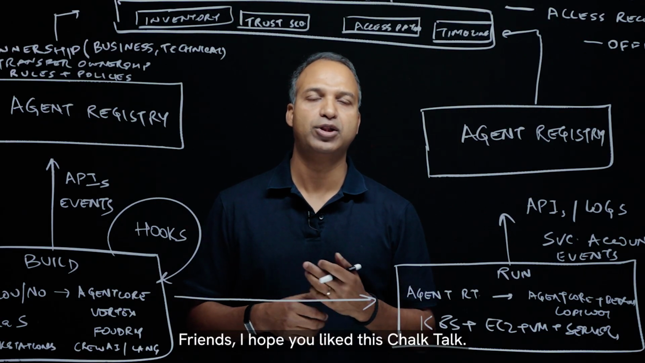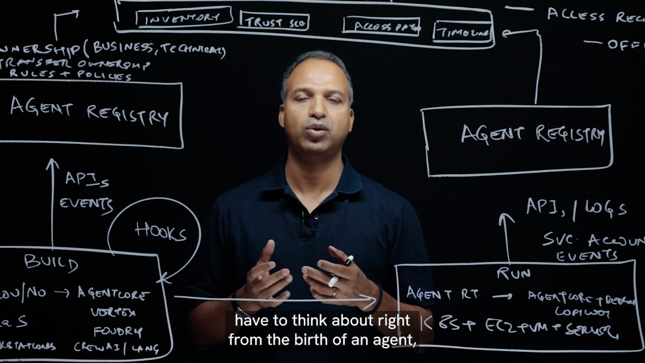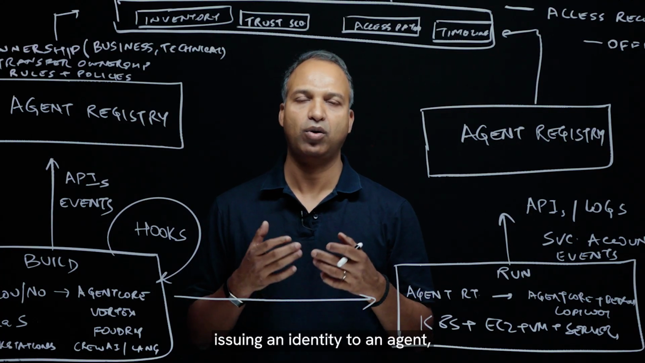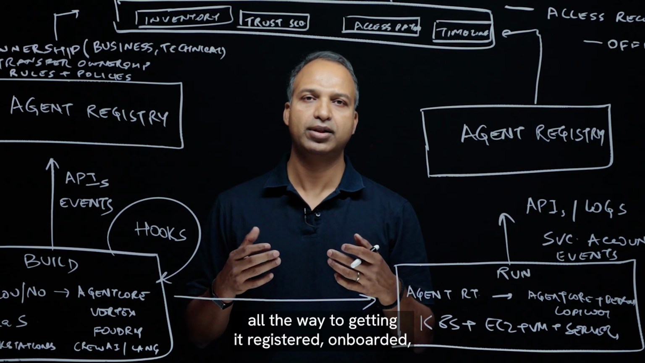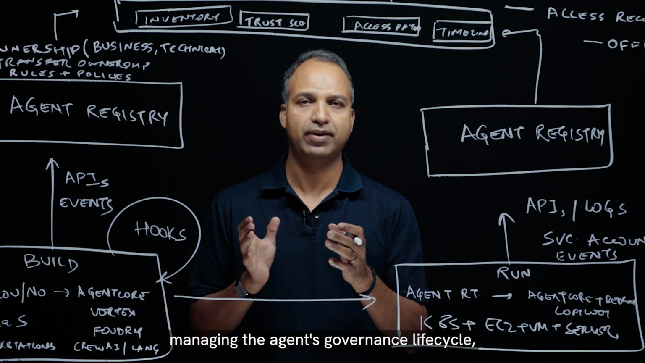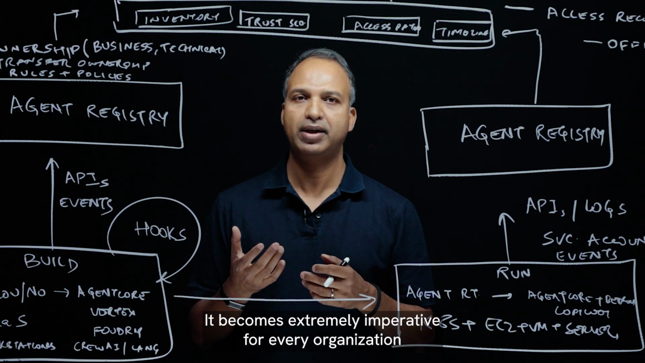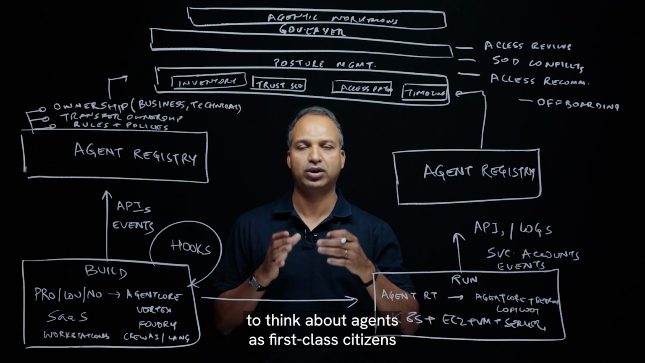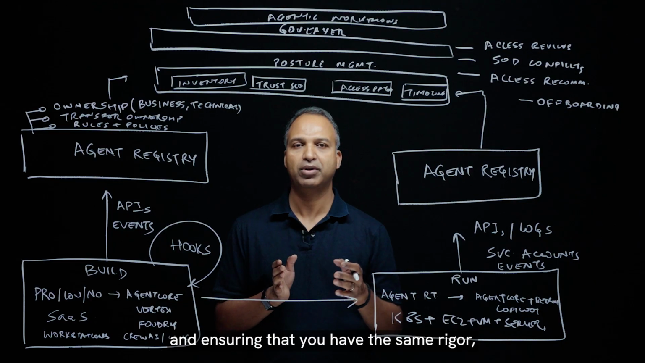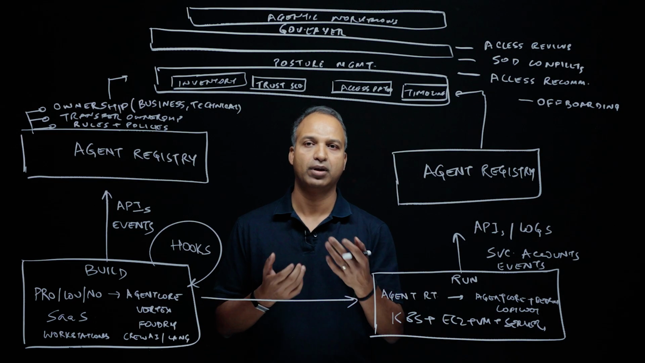Friends, I hope you like this chalk talk. This explains every step an organization has to think about, right from the birth of an agent, issuing an identity to an agent, all the way to getting it registered, onboarded, managing the agent's governance life cycle, as well as offboarding an agent. It becomes extremely imperative for every organization to think about agents as first class citizens and ensuring that you have the same rigor that you have in place for human identities.